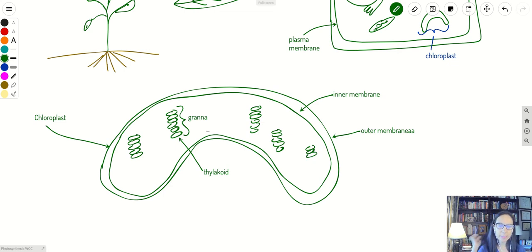And the last thing that I want to point out is that there is some liquid inside the chloroplast, and that liquid has a special name, and it's called stroma. Okay, so stroma is the liquid. Put that in parentheses here. Liquid inside. Okay, it's called stroma, has a special name. So that's what a thylakoid looks like.